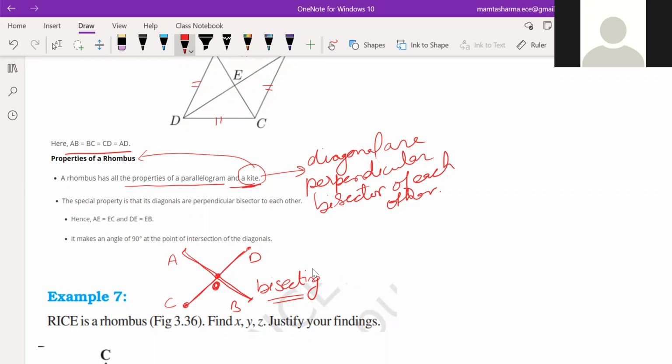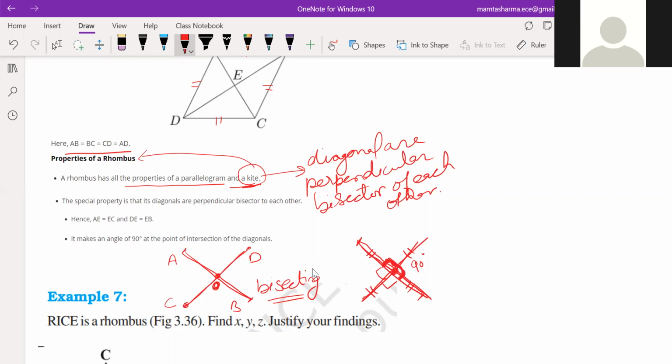And perpendicular bisecting means if this is a diagonal and this one is the other diagonal, it bisects equally at 90 degrees. This angle would be 90 degrees, this angle would be 90, this angle would be 90, this angle would be 90. So the diagonals will be 90 degrees apart from each other and bisecting also. This point will divide this diagonal into two equal parts. This part would be equal and this part will be equal to this one. Perpendicular means here that this angle would be 90 degrees. They will bisect at a 90 degree angle.